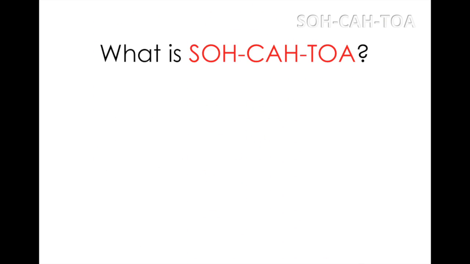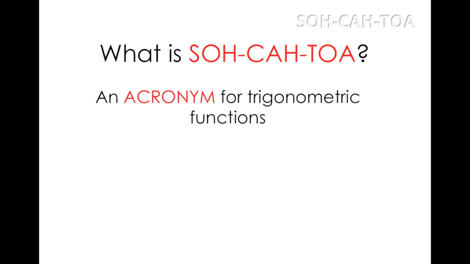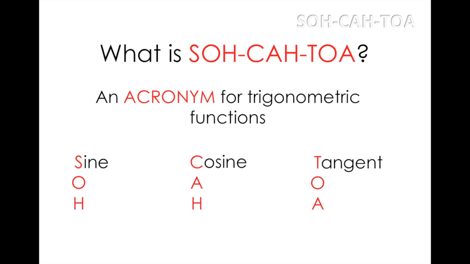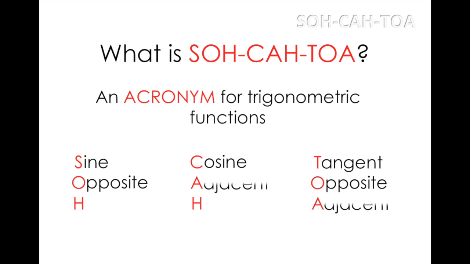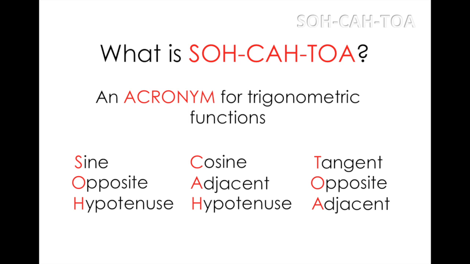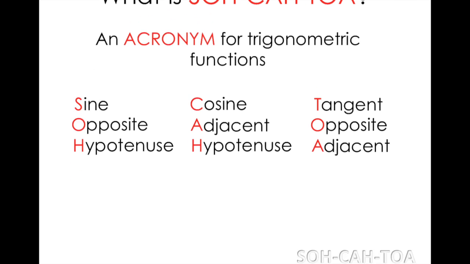What is SOHCAHTOA? For those unfamiliar, SOHCAHTOA is an acronym to help you memorize the definitions of the three trigonometric functions, sine, cosine, and tangent. In fact, that is what the first letter of each small segment stands for: sine, cosine, and tangent. The other letters refer to the different sides of the triangle: O for opposite, A for adjacent, and H for hypotenuse.